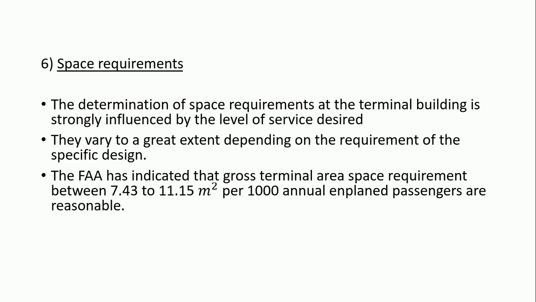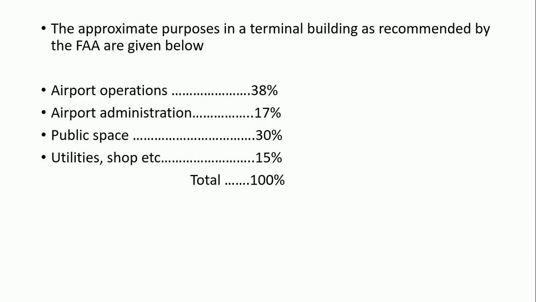The final one, the sixth, is the space requirement. The determination of the space requirement at the terminal building is strongly influenced by the level of service desired. They vary to a great extent depending on the requirement of the specific design. The FAA has indicated that gross terminal area space requirements between 7.43 to 11.15 square meters per 1000 annual enplaned passengers are reasonable. The approximate percentages of space use in a terminal building recommended by the FAA are given below.